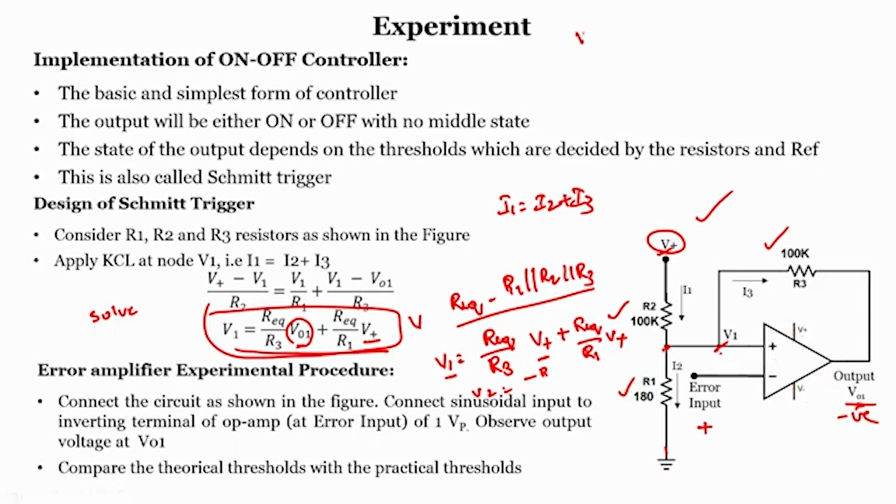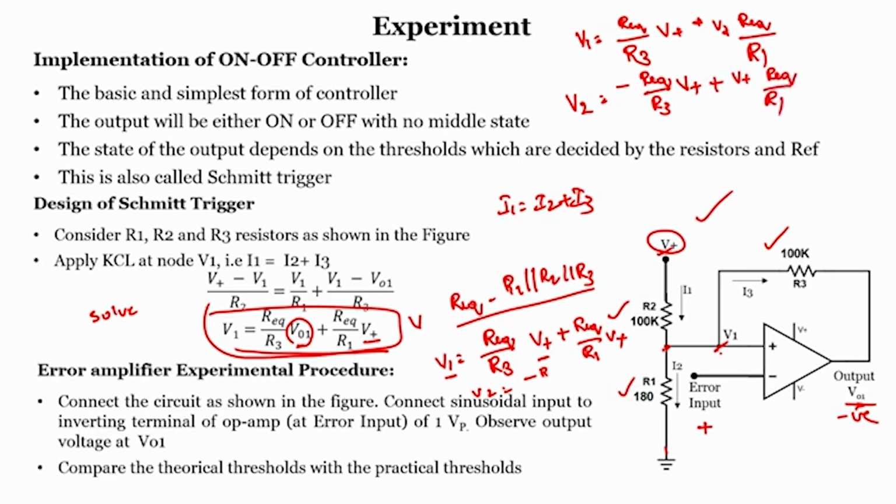When I rewrite, the threshold V1 is equal to R equivalent divided by R3 into V plus, plus V plus into R equivalent by R1, and the other threshold is minus R equivalent by R3 into V plus, or we can say V minus, which is nothing but minus V plus, into R equivalent by R1. So, how do we calculate R equivalent?